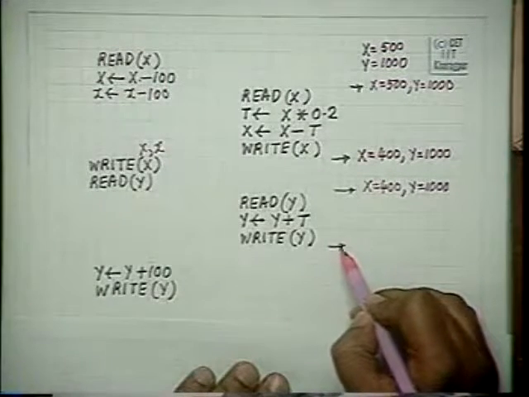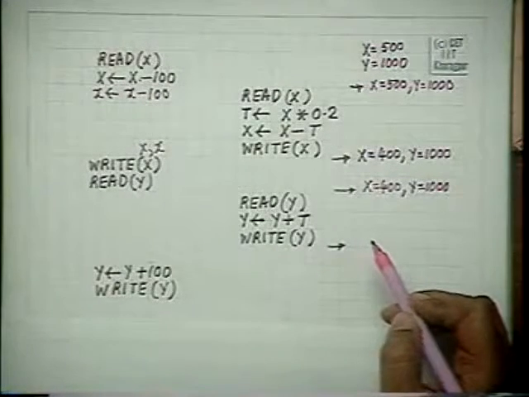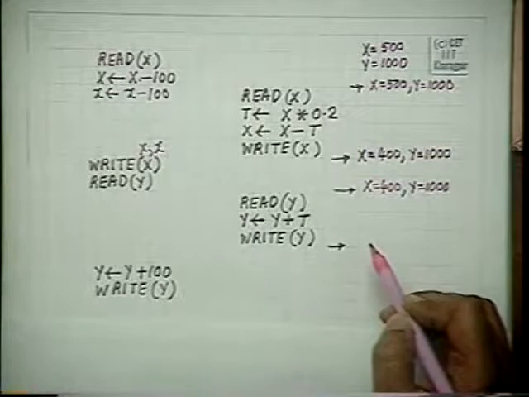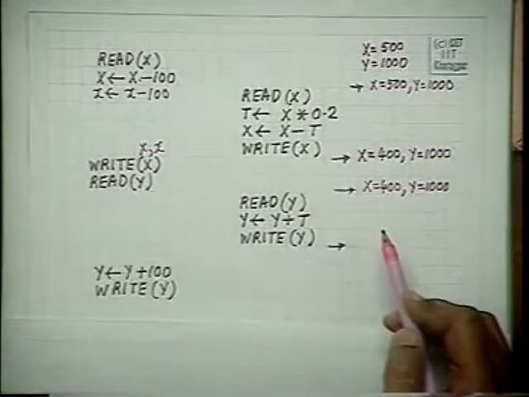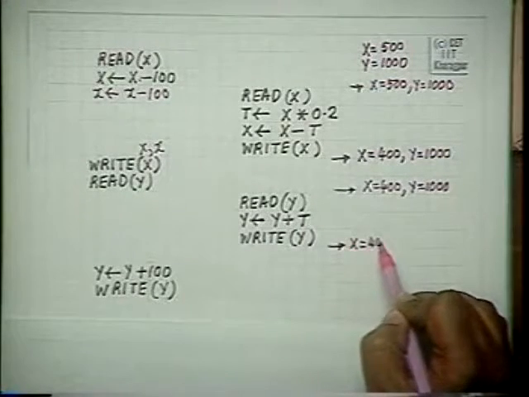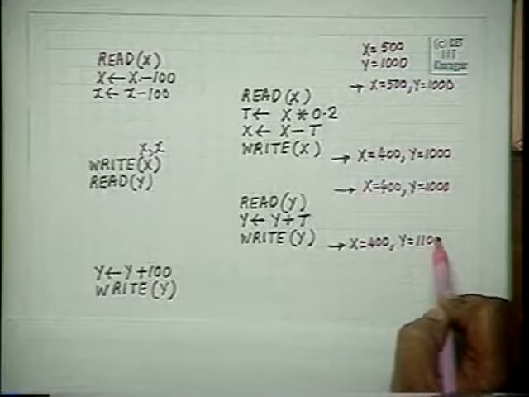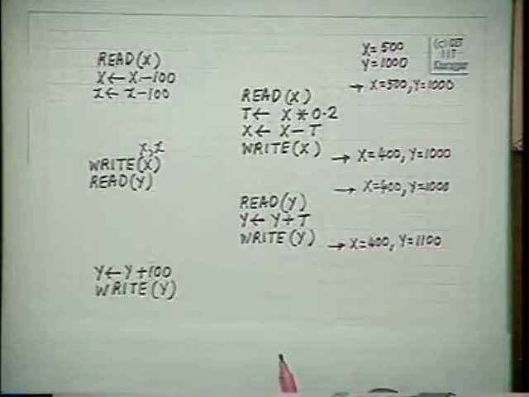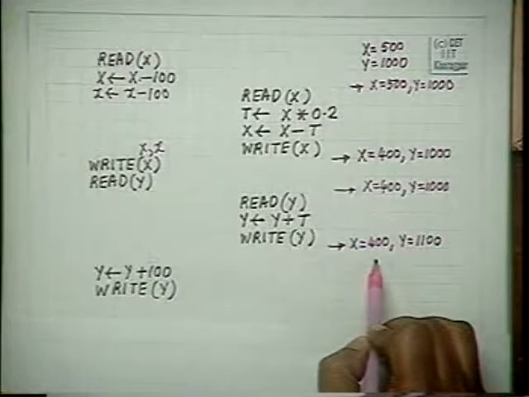Now what is the x which is read out here? Here both of them read 400, and here x is still 400 and y is 1100. I hope this is okay.